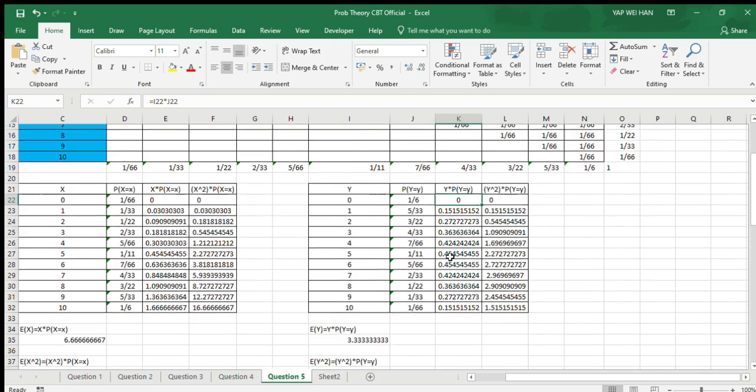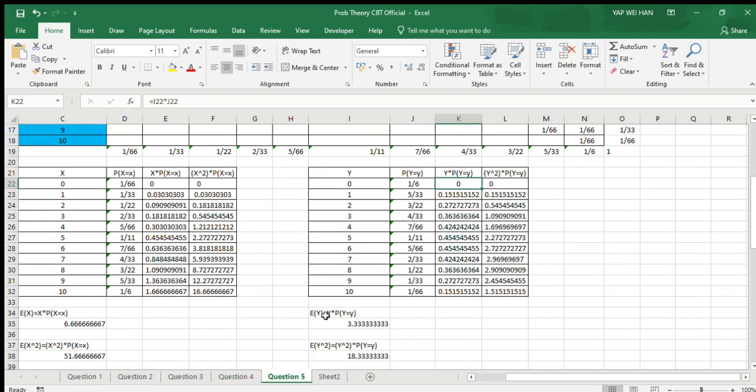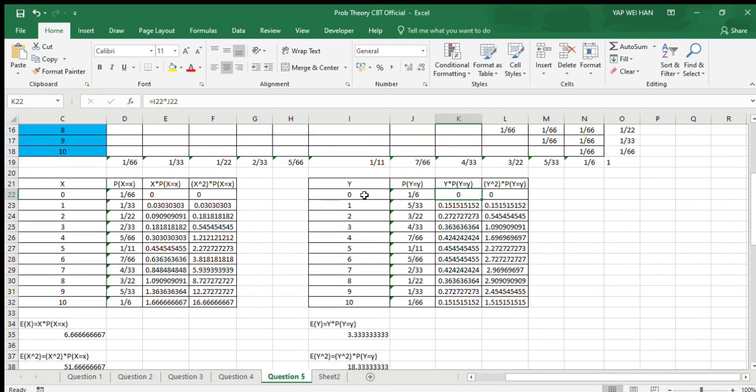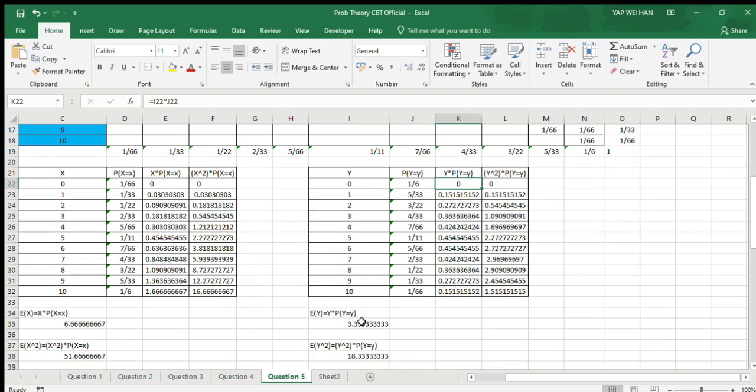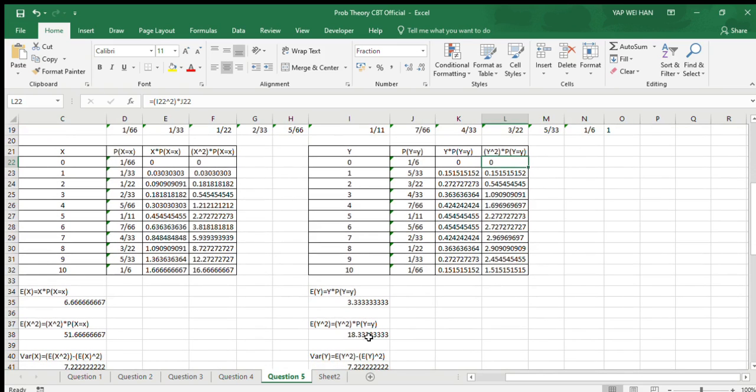So we are going to find the expectation of Y. It's actually Y times the probability of Y. Do the same thing for the rest. You will get 3.333. And then we are going to find the second moment. How do we find the second moment again? We need to add a square. So our Y has to be squared, which is 0 squared times the probability of Y equals 0, which is 1 over 6. You will get 0 as well. But you do the same for the rest of the numbers, and then you add everything up, you get 18.33333.